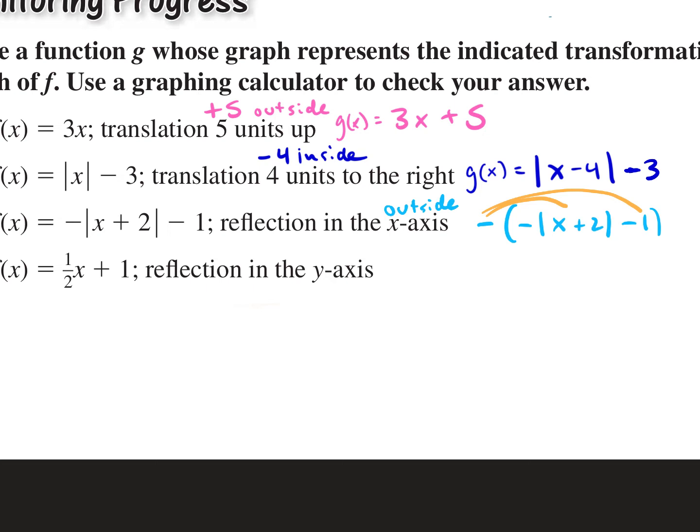So what's a negative times a negative? It would become positive absolute value of x plus 2. And negative times negative 1 would make it a positive 1. So this is g of x. So when it's a reflection on the outside, it has to get distributed to everything. But we can't touch inside the absolute value, so it just stays outside the absolute value.